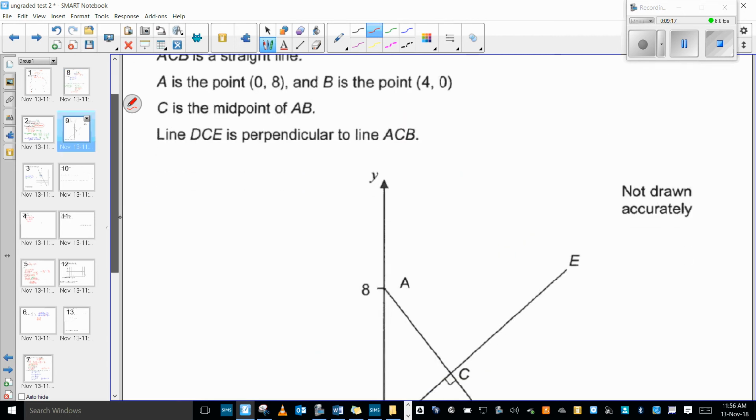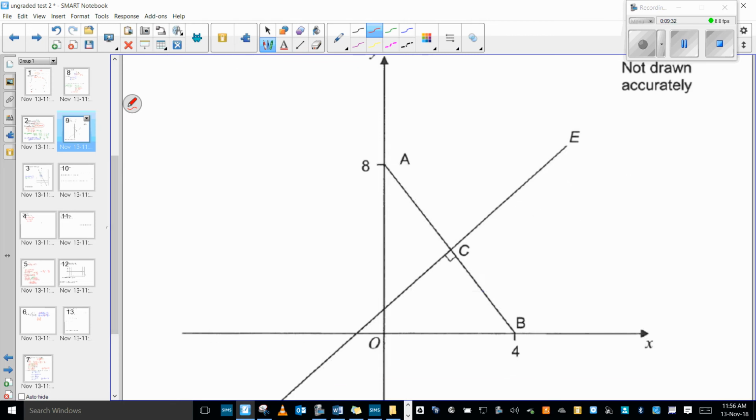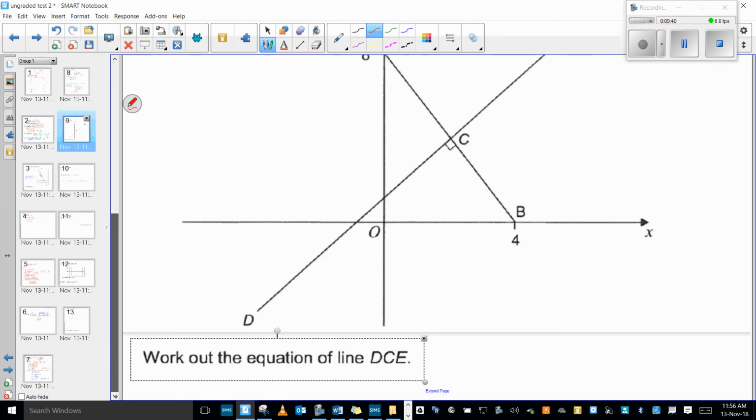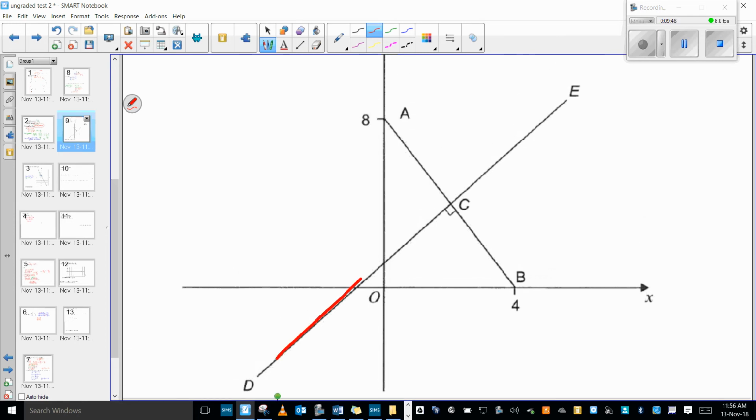Alright, so we've been told 2 coordinates, A and B. We've been told C is the midpoint of it, so we don't know what those coordinates are. We know that line DC is perpendicular to it. So all of this information is actually summarized on the diagram. We know the lines are perpendicular because it has a 90-degree angle shown there. Work out the equation of DCE. So we're trying to find the equation of this line.